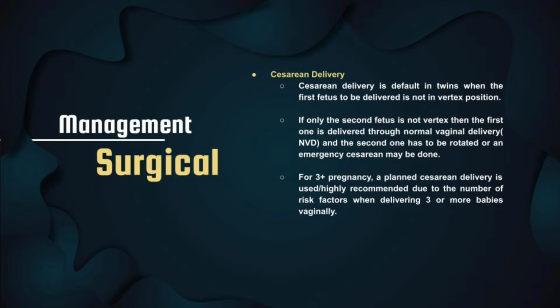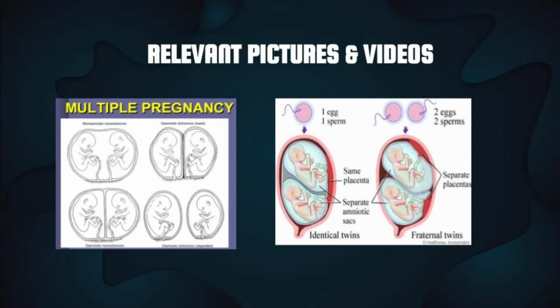For three or more babies, a planned cesarean delivery is highly recommended due to the number of risk factors when delivering three or more babies vaginally. Some of these risk factors are due to the position of the fetuses and their placentas. During an NVD, the umbilical cord can be compressed and there is a much higher risk of entanglement.